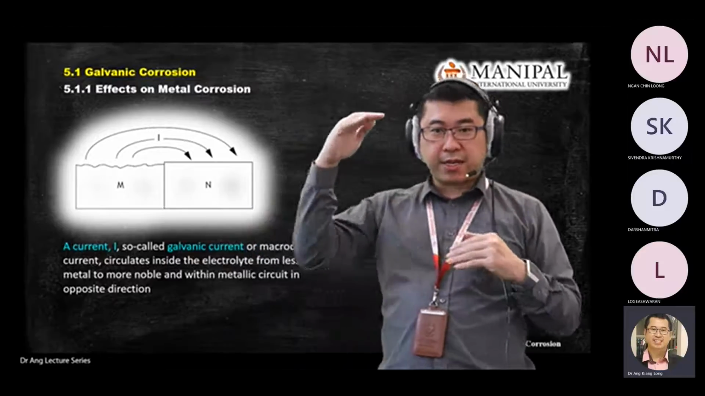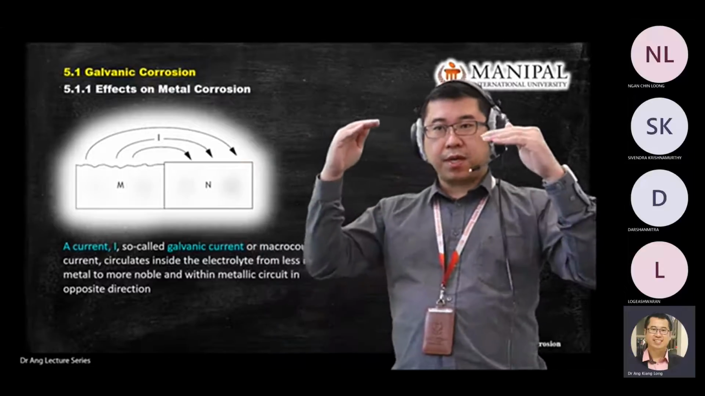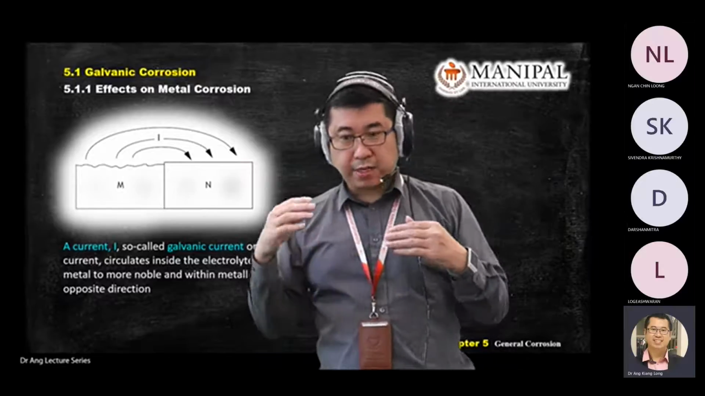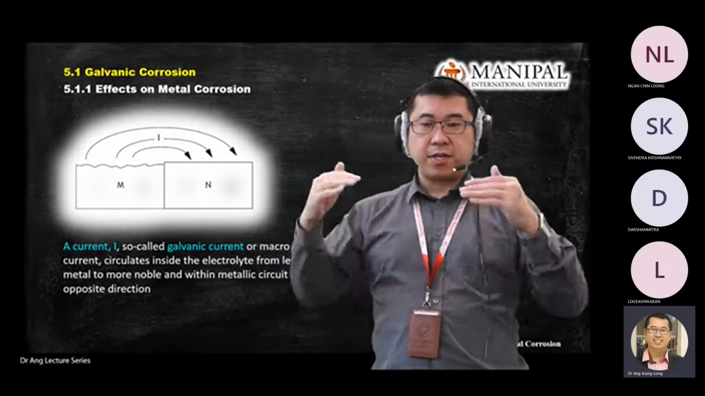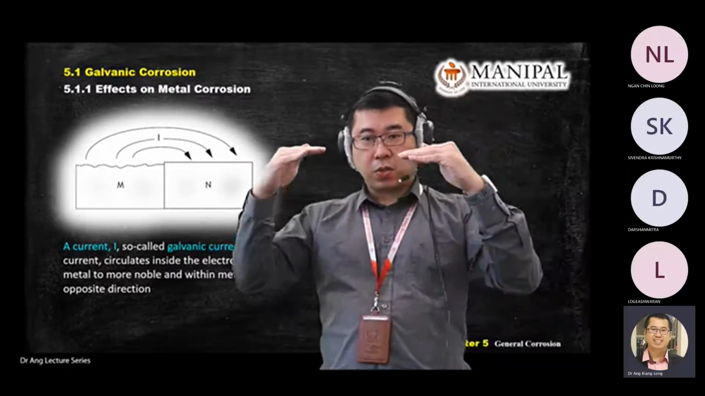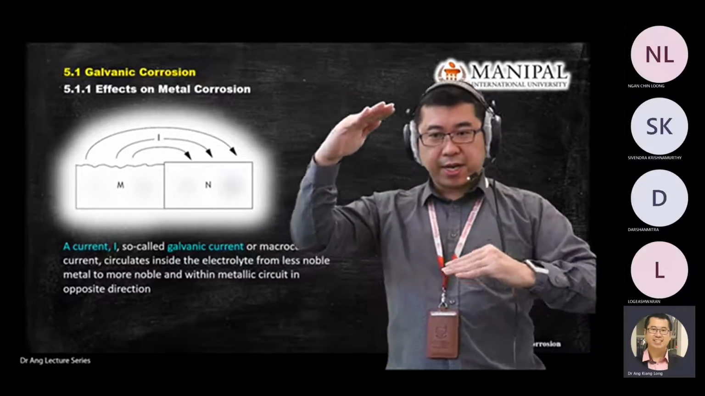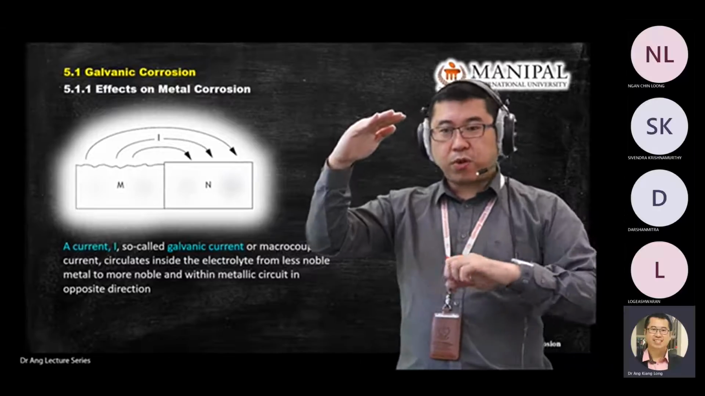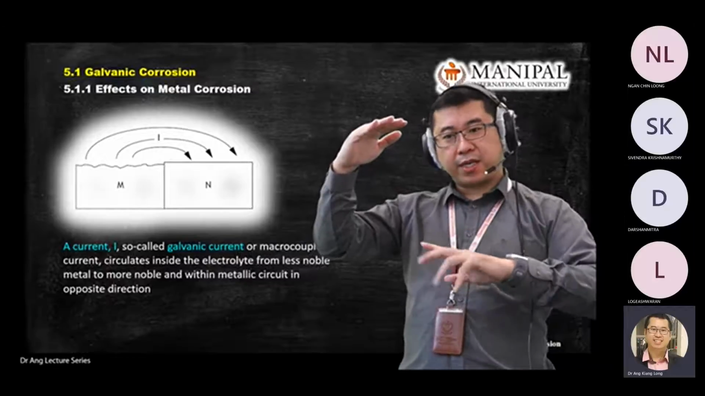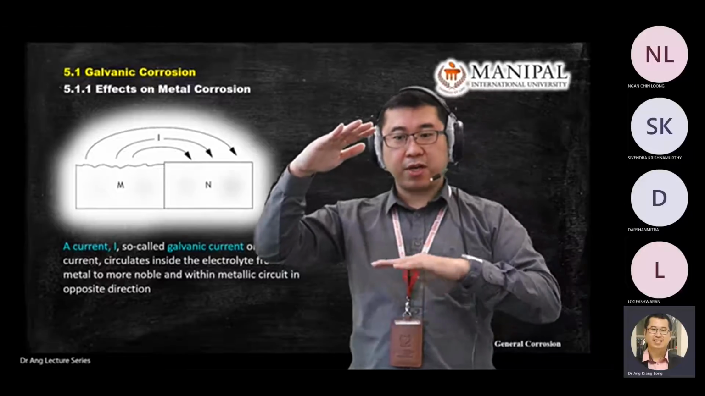So how do you know which is higher? I gave you a table in your tutorial handouts already. If you look at the table, there are positive charges and negative charges. The more positive it is, the higher nobility it is. So the lower one becomes anode, the higher one becomes cathode. And what happens to the anode? This one will always become the sacrificial metal. Corrosion will happen at the anode, or those that have lower nobility.